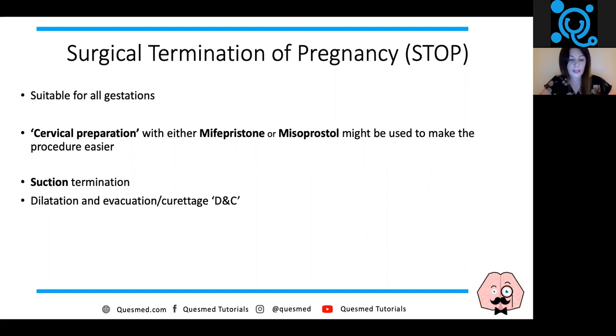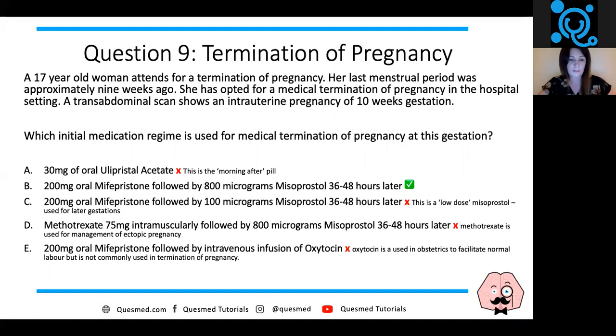So if we go back to the question here, the single best answer is B, 200 milligrams of mifepristone followed by 800 micrograms of misoprostol. If we go through the other answers, A, ulipristal acetate, is a progesterone receptor modulator. That functions to delay ovulation and is used for the prevention of pregnancy, commonly known as the morning after pill. In terms of doses, 800 micrograms is a fairly standard dose for early gestations, and the 100 microgram dose would be more suitable for later gestations.